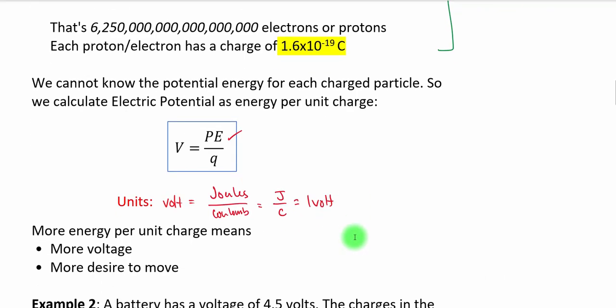But if something has more energy per unit charge, like a charged up battery, each charged particle at least has more energy that it can use to get around the circuit and make things light up, we'd say it has more voltage. It's got more desire to move. The charges want to get away from where they are. They have more potential energy per unit charge.